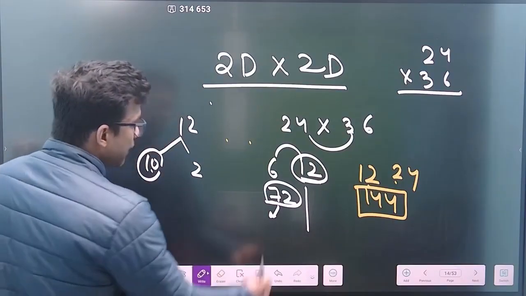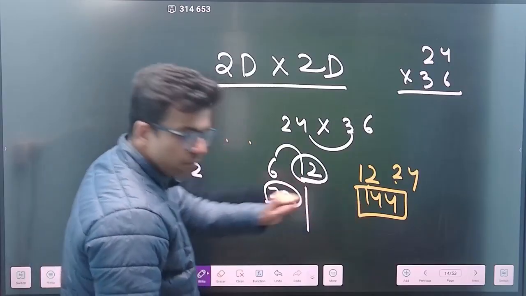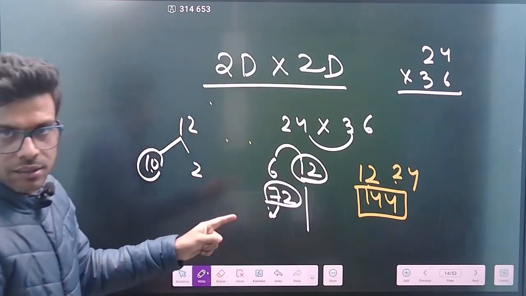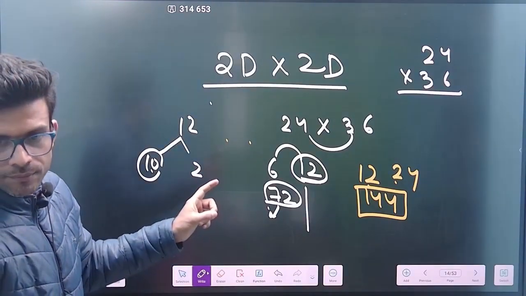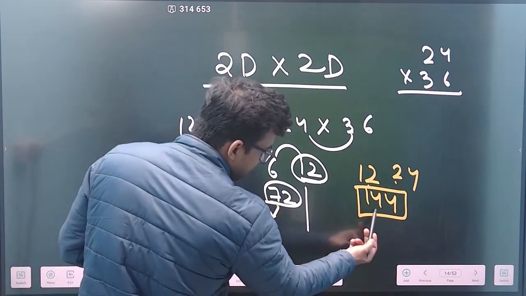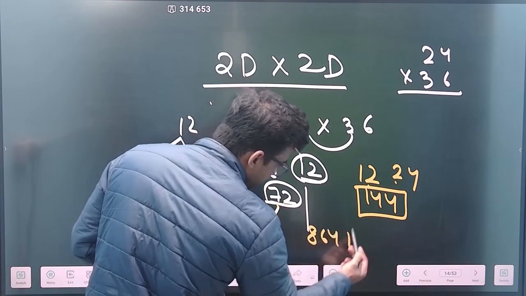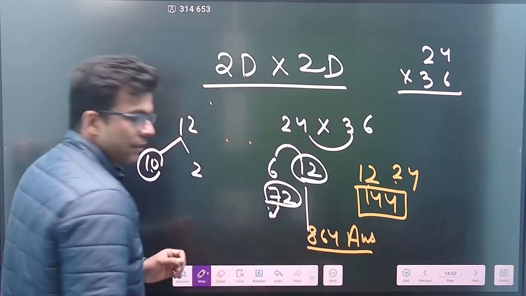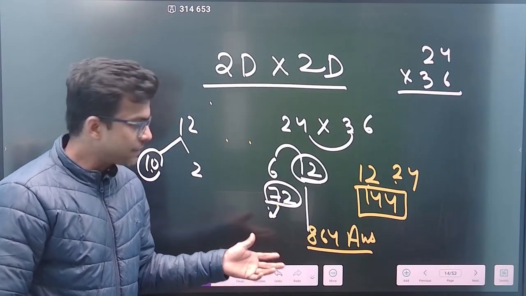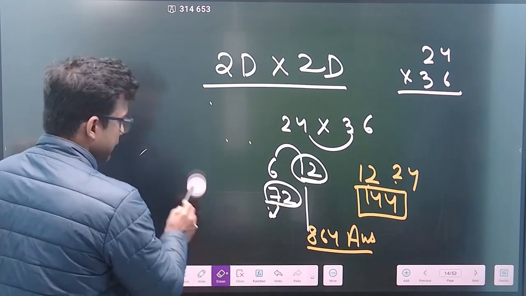Correct. Now 72 plus 14. 72 plus 10 is what? 82. 72 plus 4 is 86. Correct? Is it clear? Now 864 is my answer. This is how I play with the numbers. Please confirm. Is this clear?